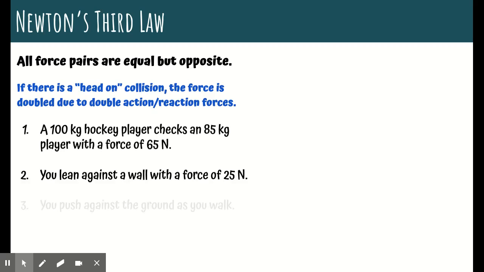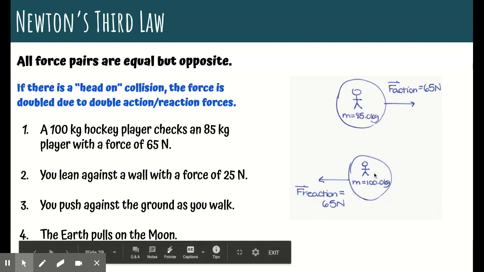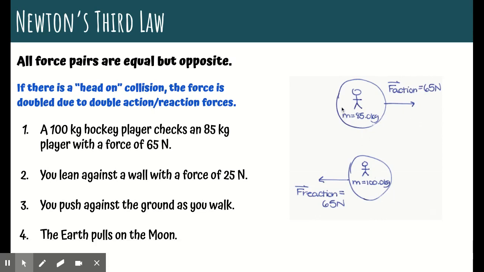So some examples I'll go through here. First one, you have a 100-kilogram hockey player who checks an 85-kilogram player with a force of 65 newtons. So we have the two hockey players. This is your 85-kilogram player, and you have your 100-kilogram player. The 85-kilogram player receives an action force of 65 newtons, because the 100-kilogram hockey player ran into him.